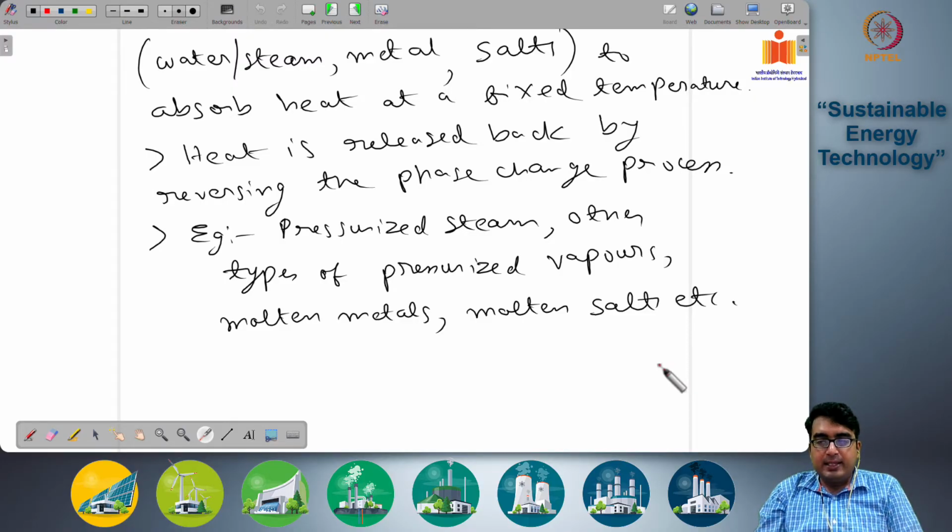In the previous class, we began our discussion on thermal energy storage systems. So in these discussions, we are looking into technologies that help us store thermal energy in terms of temperature gradients or latent heat storage systems.